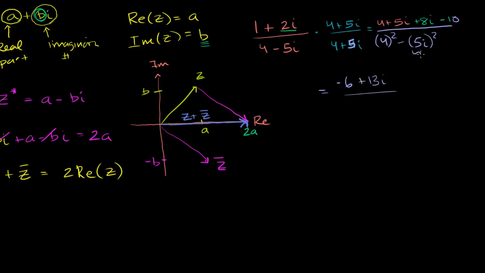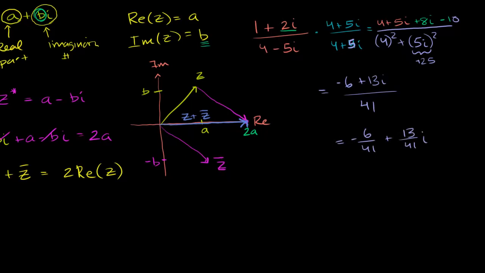Well, 5i squared, i squared is negative 1. 5 squared, so it's going to be negative 25. The negative and the negative cancel out. So you have 16 plus 25. So that is 41. So we can write this as a complex number. This is negative 6 over 41 plus 13 over 41i. We were able to divide these two complex numbers.